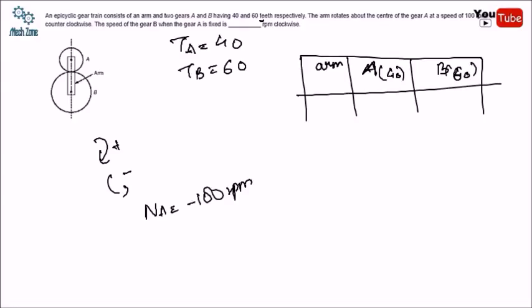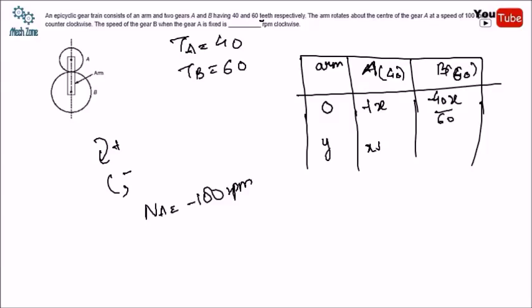Now let us write down the conditions of motion for the gears. For arm, let us take it as fixed and we give a plus x rotation in the clockwise direction to A. Then for B, it is minus 40 upon 60 into x. Why minus? Because if we have rotated this plus, since it is in external gearing, this will also rotate anti-clockwise. Okay? Now what did we do to the arm? Plus y rotation, meaning we add plus y everywhere, so here x plus y, here it goes y minus 40 x upon 60.